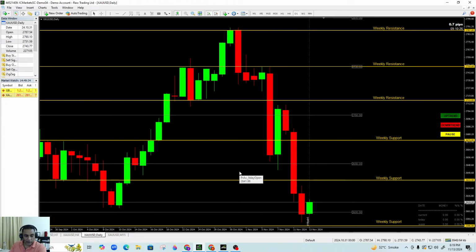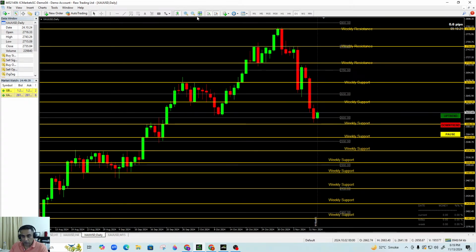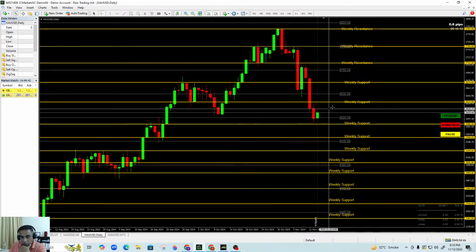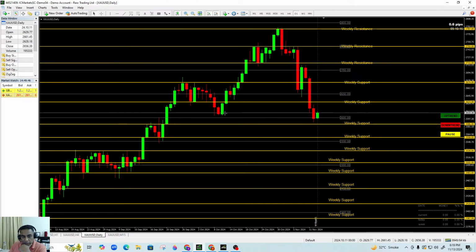Right. So on the daily, price is still pushing down. The daily candle closed below 2600 and below this support level, right? So this support level here, daily support is around 2607. Yesterday's daily candle closed below 2607 and 2600, right?